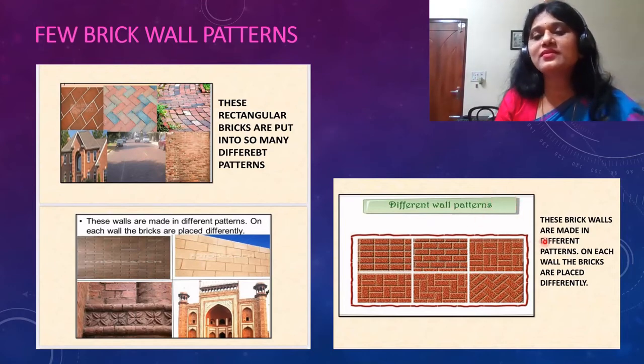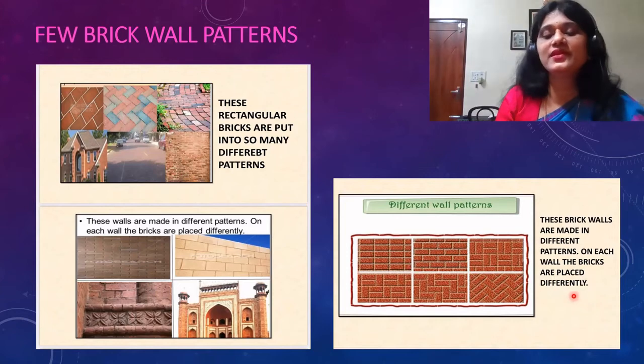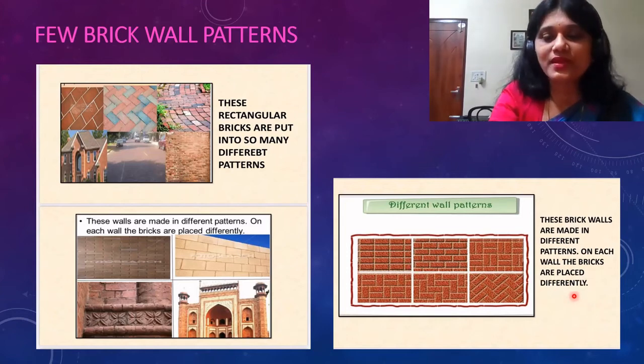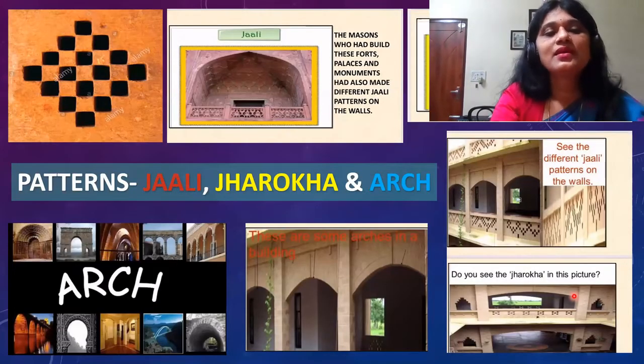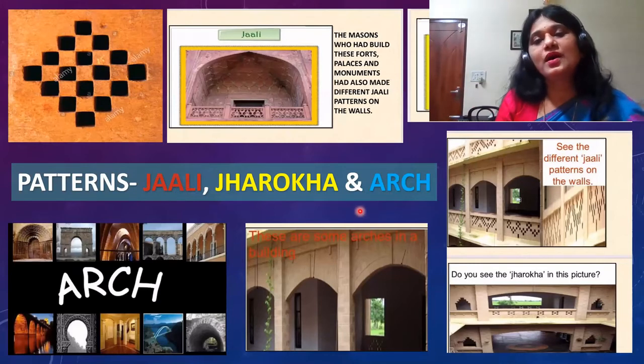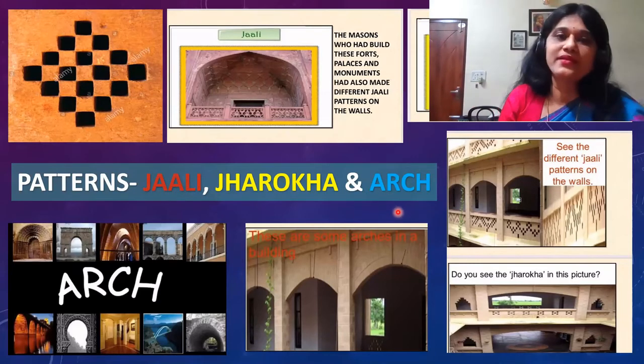So different wall patterns. These brick walls are made in different patterns. On each wall, the bricks are placed differently. Move to the next slide. So Jali, Jharokha, and Arc. These all are also patterns.